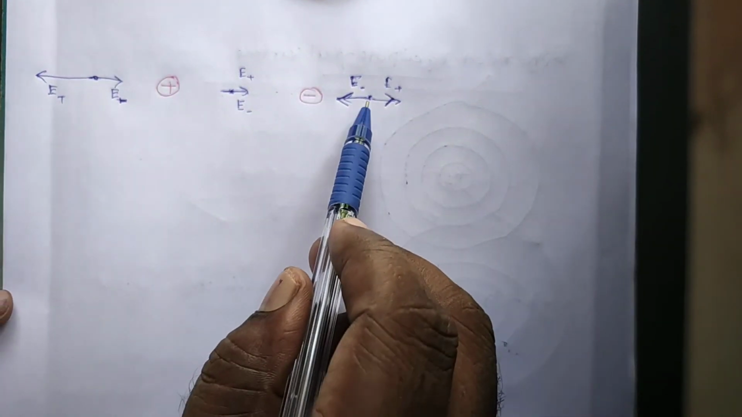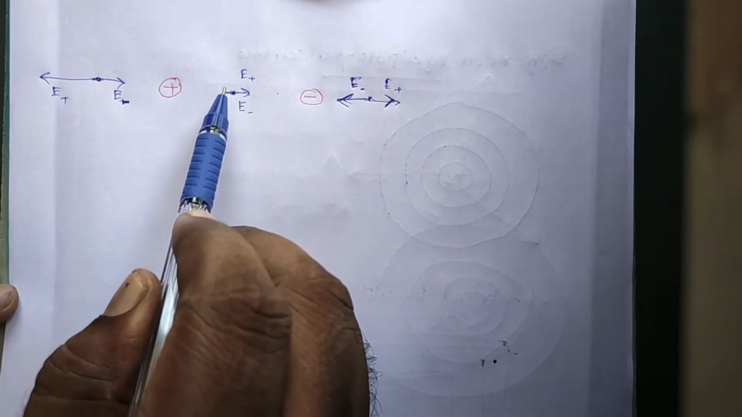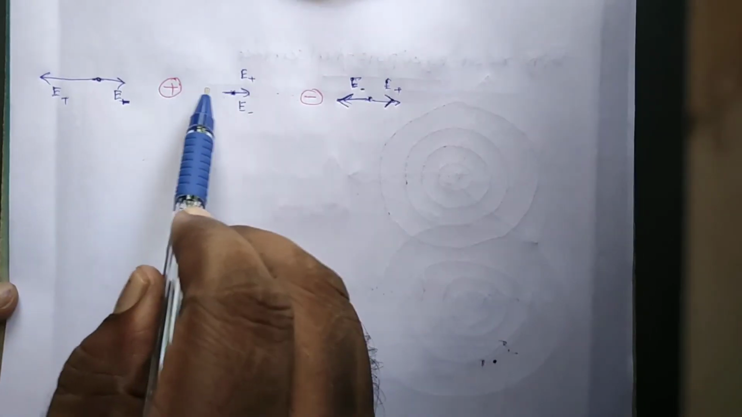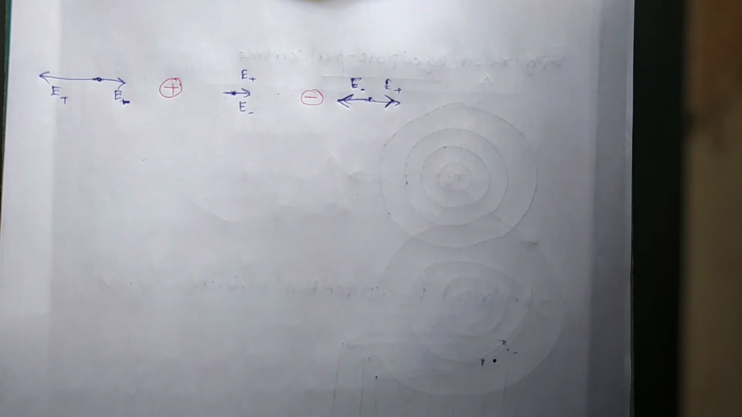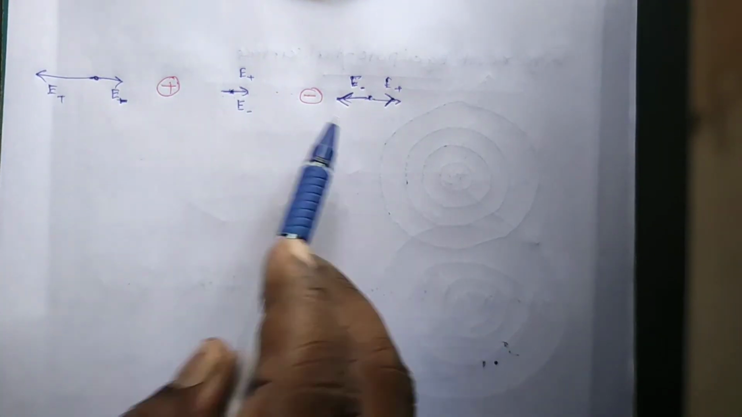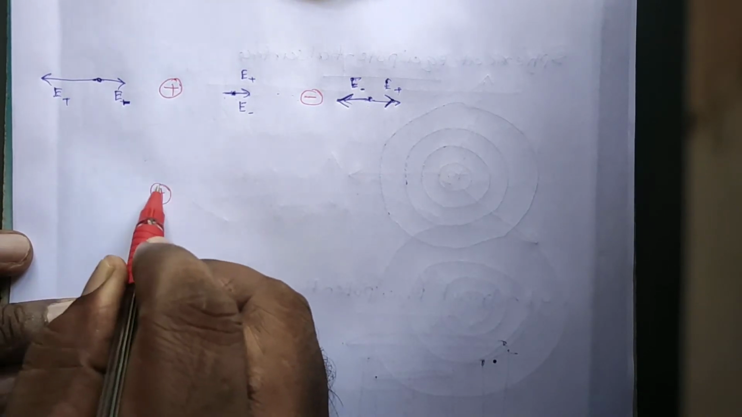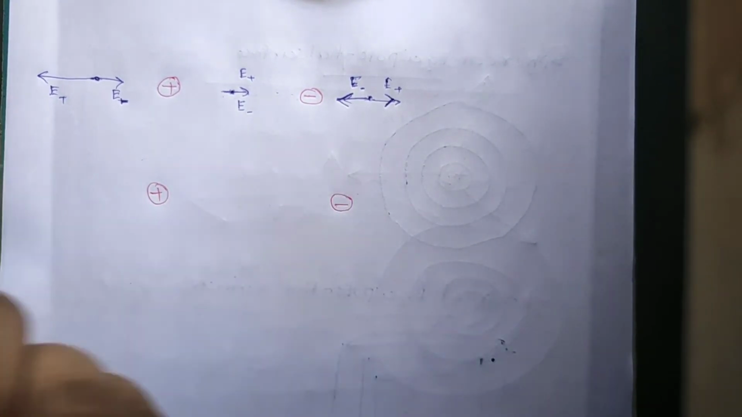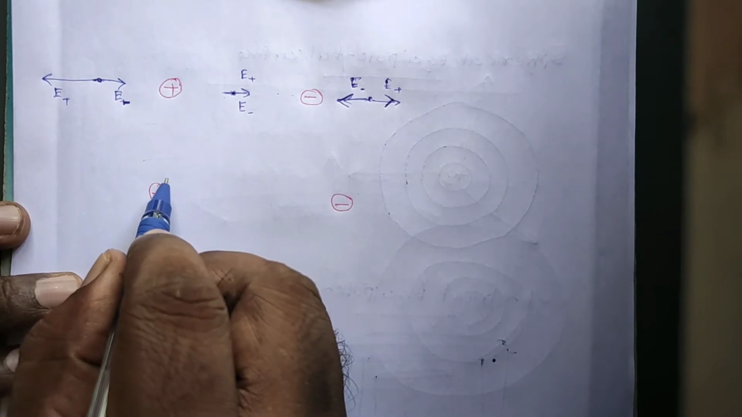Okay, compared with these two points, the electric field at this point is larger. So that means in between the region, the electric field value is larger compared with the points on these two sides. By considering this, we have to draw the equipotential surface. Okay, so we'll consider a positive charge here and a negative charge here. Then we can draw it. So here the equipotential surface produced by this A, we'll consider.